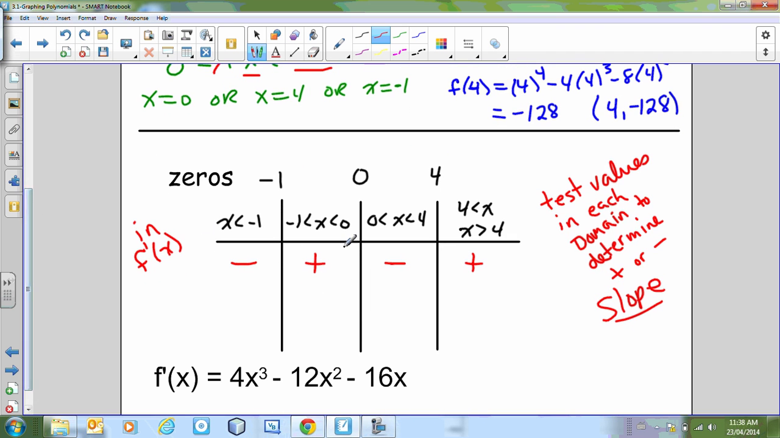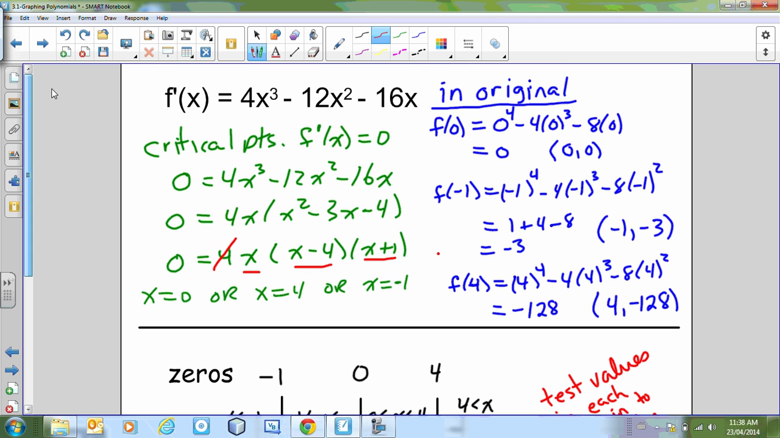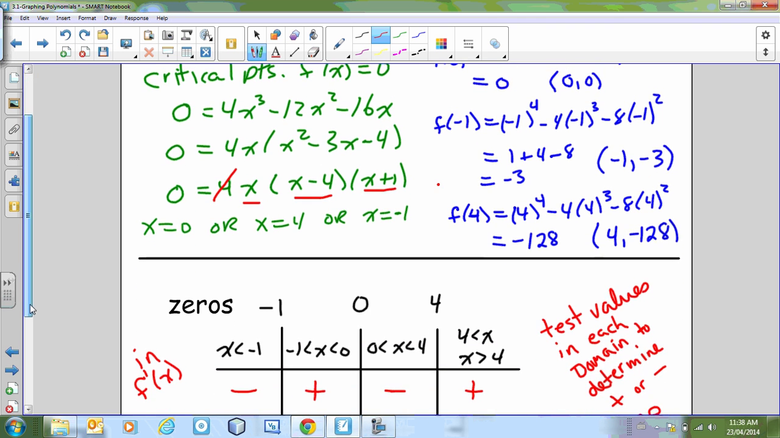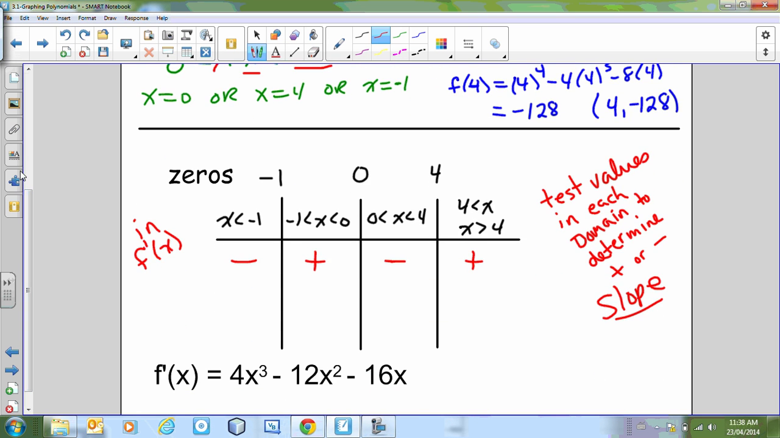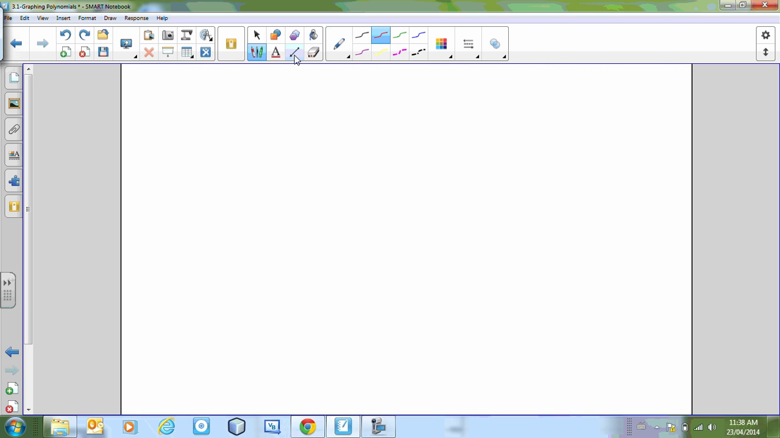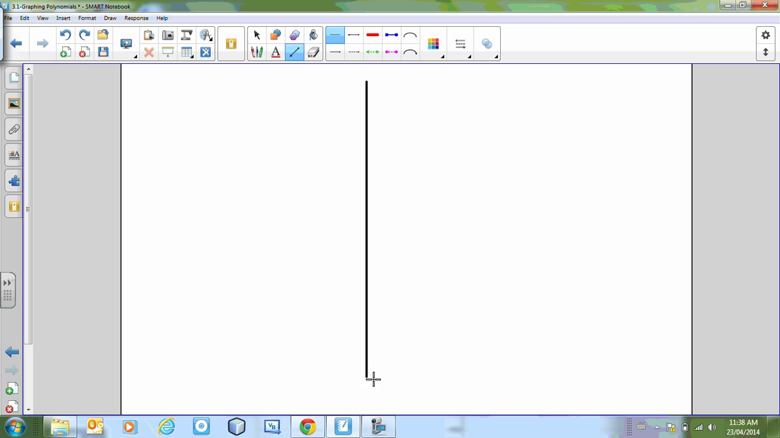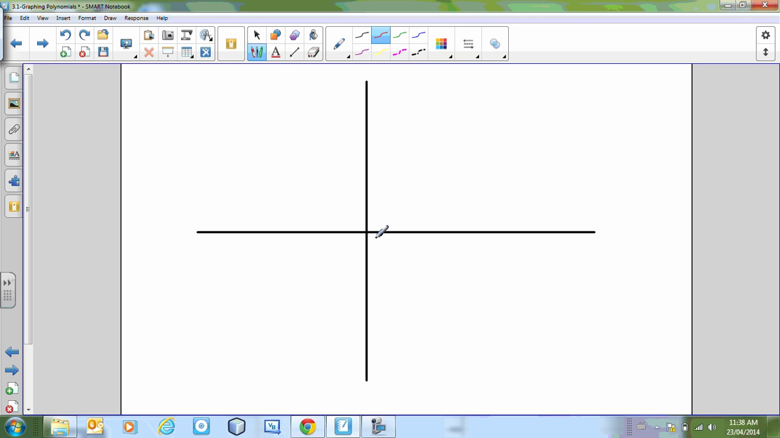And so what I've got now is I have my whole graph planned out. I have critical points, I have intercepts, and I know whether I'm increasing or decreasing to get to my various critical points. And so essentially then I would just put up a sketch. Now remembering the one point, sorry, was +4 and -128. I can't do a perfect job, but I'll do a pretty good job.